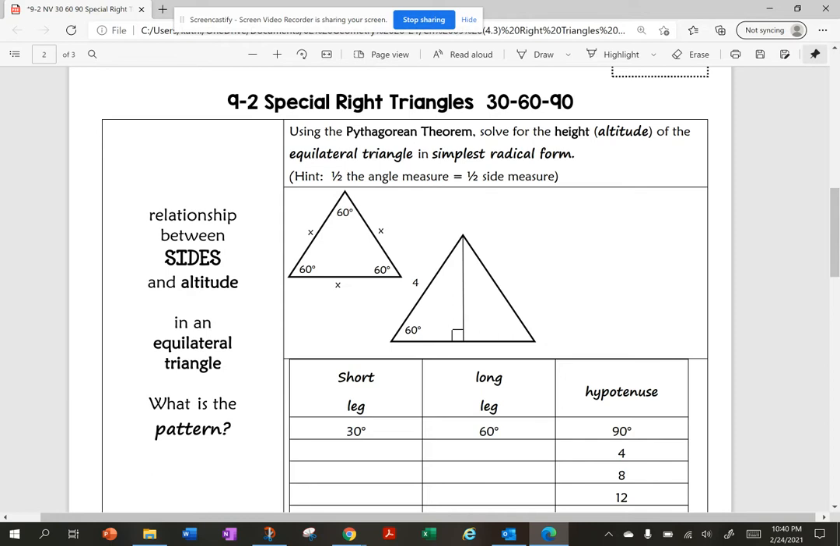So when I have an equilateral triangle, I know that all three angles are 60 degrees and all three sides are congruent.